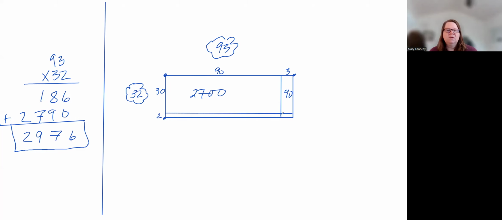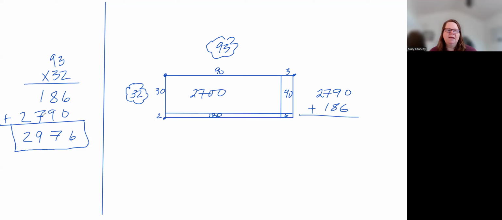All right, let's do this long, narrow rectangle. It's 90 by 2, so 9 times 2 is 18, and put a 0, so 180. And then this little bitty rectangle is 3 by 2, which is 6. So 180 and 6. There's 186 right there. Interesting. All right, so we've got 2,790 and 186.